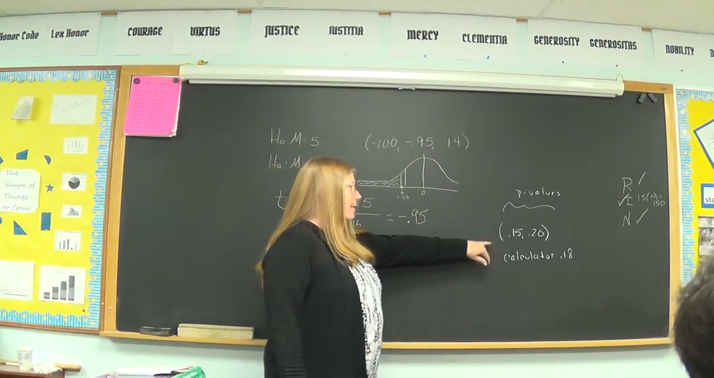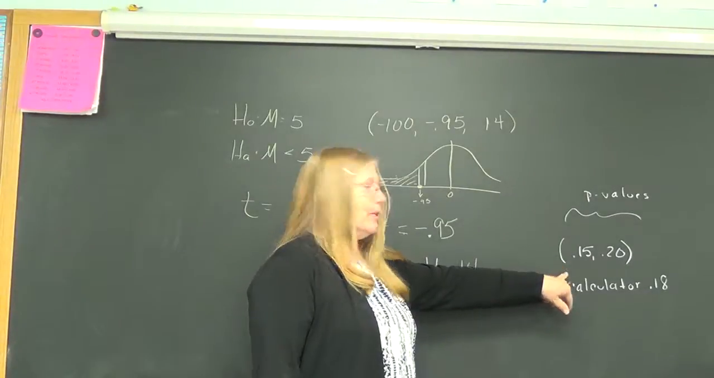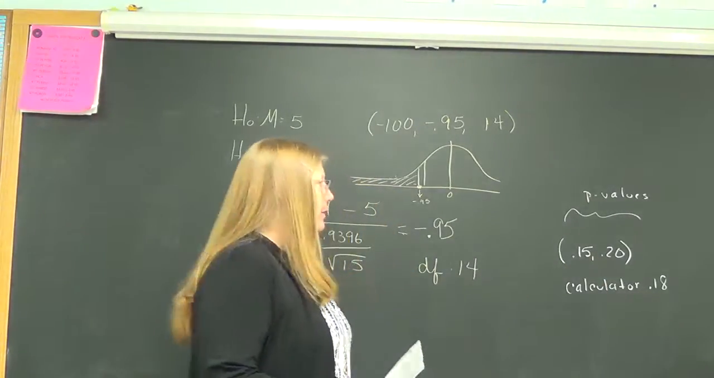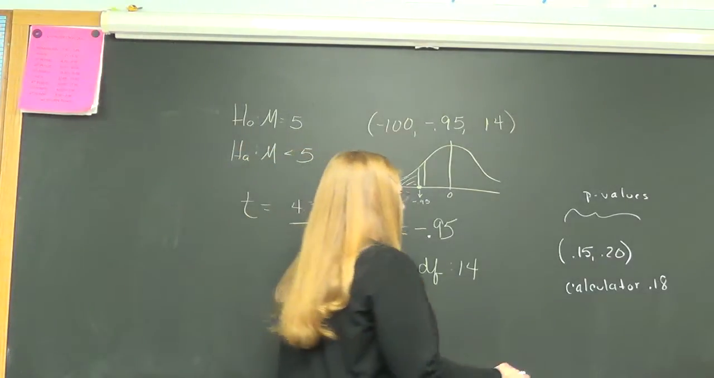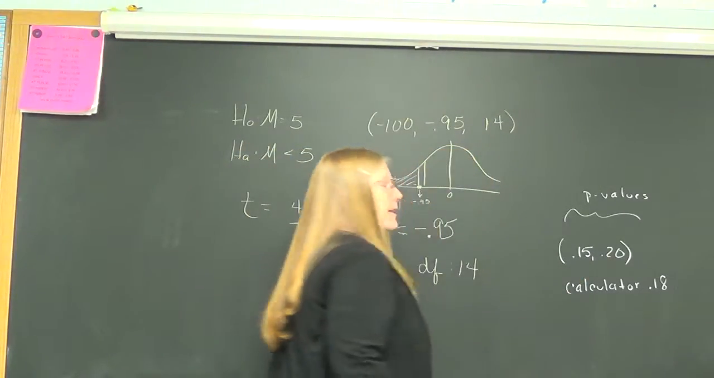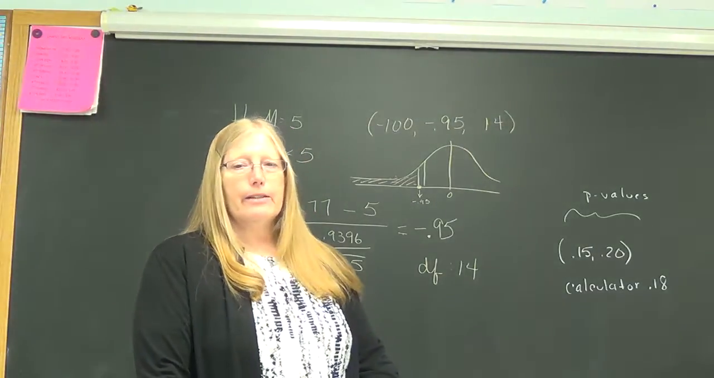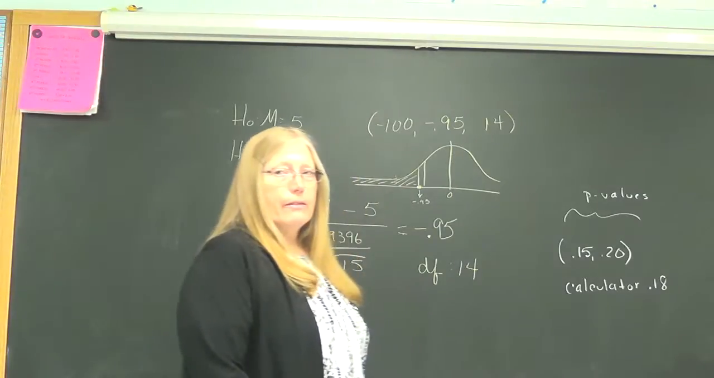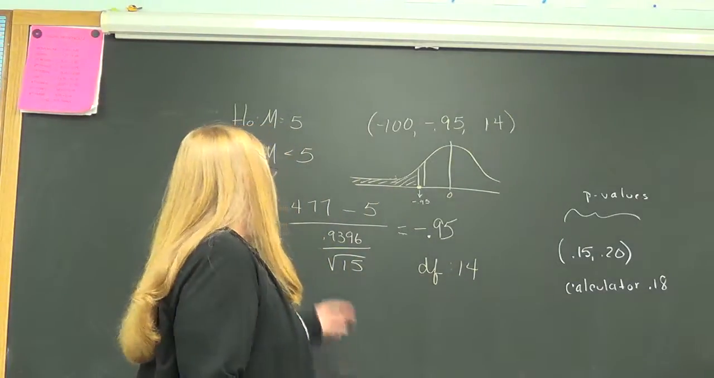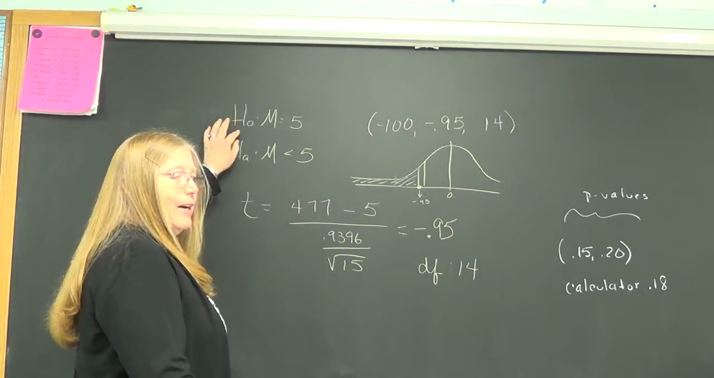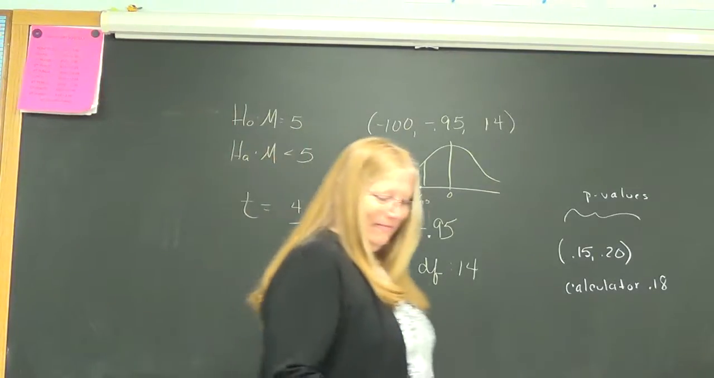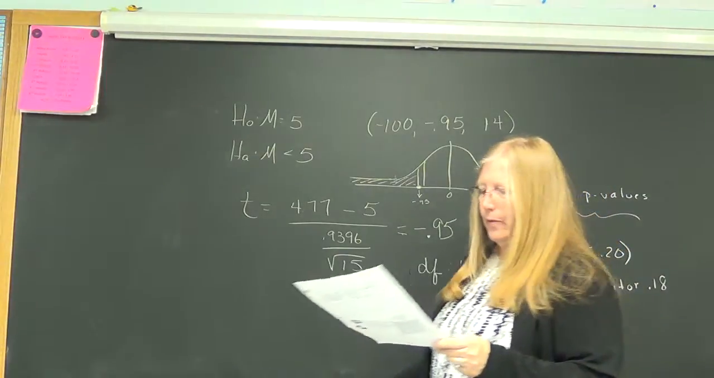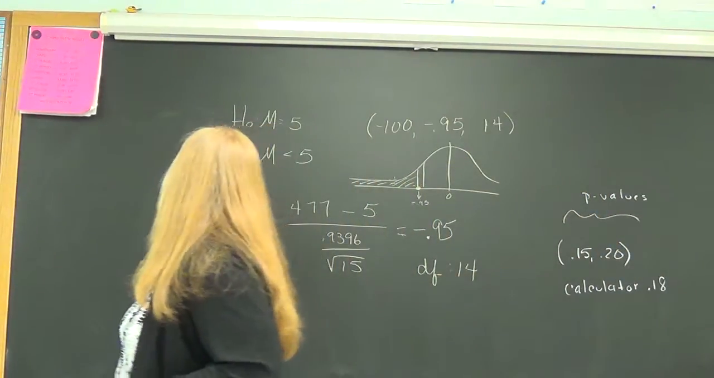The p-values from the chart came out to be between 0.15 and 0.20. The calculator gave 0.18, which is right in that interval. So we're comparing that against 0.05. This is quite a bit larger than 0.05, so we're not going to reject this. We are going to fail to reject it. Does that make sense? Therefore, we cannot reject this.